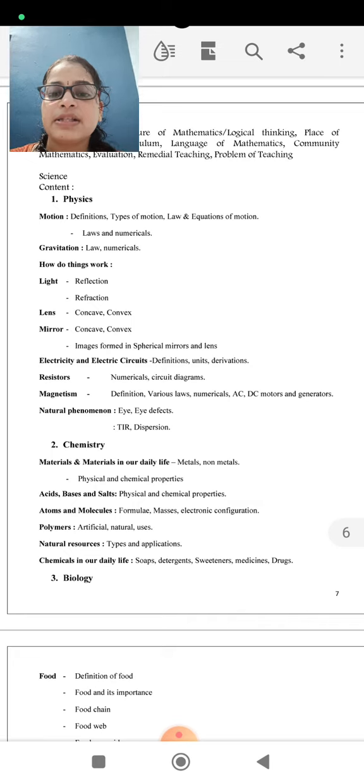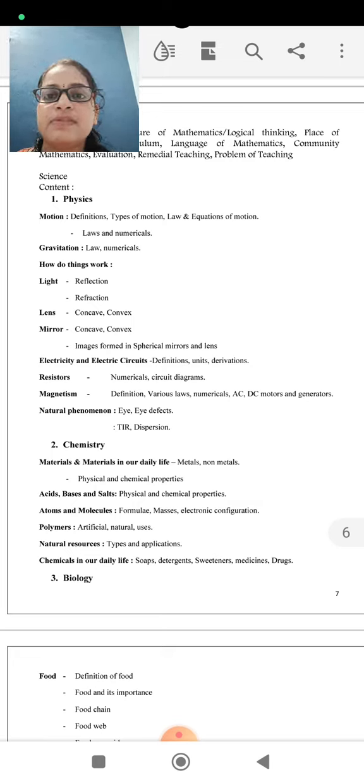learn the uses. And if we move on to lens, again we have two types of lens, that is concave and convex lens. We have to learn the image formation from concave lens and convex lens. We have to learn the uses also. And see, images formed in spherical mirrors and lenses. This is an important topic, that is optics.